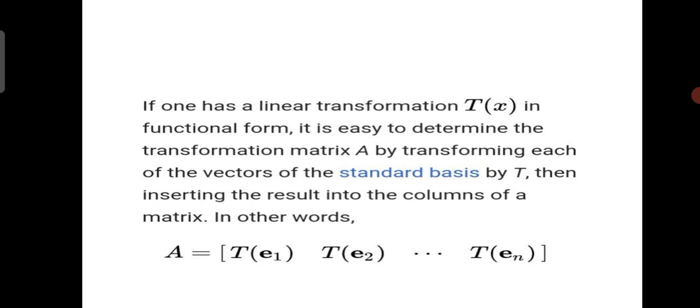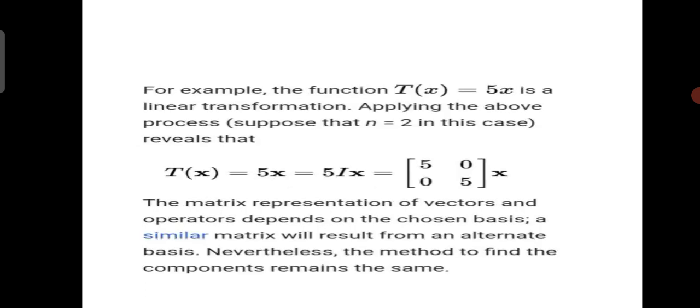In other words, A = [T(e1), T(e2), ...]. For example, the function T(x) = 5x is a linear transformation. Applying the above process reveals that T(x) = 5x = 5I x. We know that I is the identity matrix, which we can write as [1 0; 0 1].